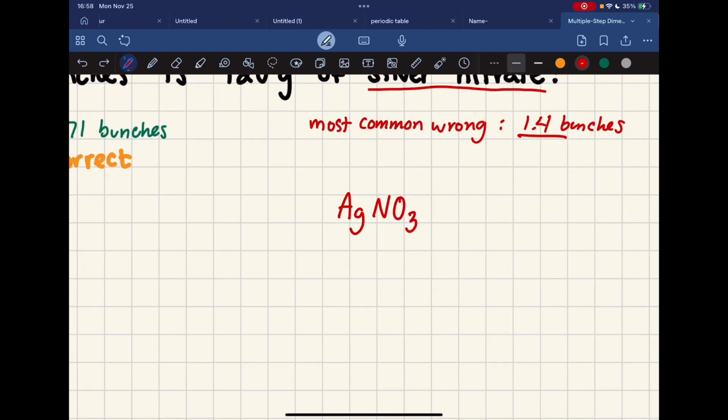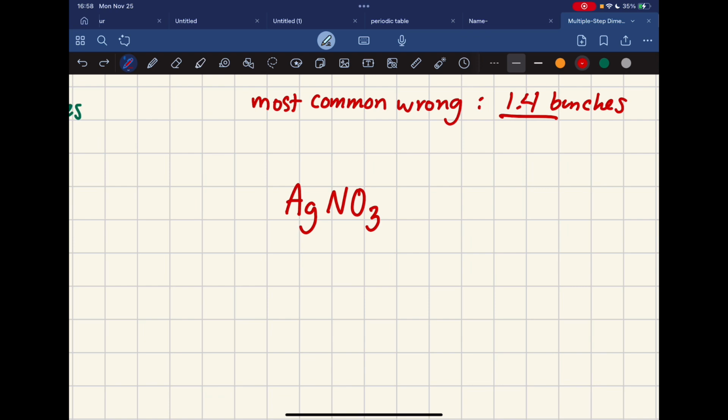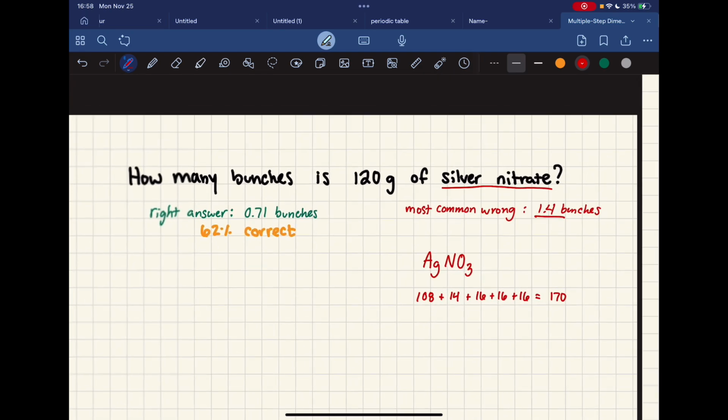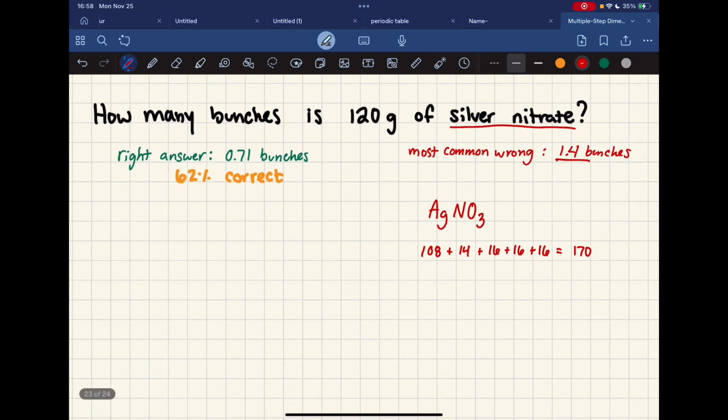Next, I will figure out the mass of one bunch, right? So Ag is 108, plus N is 14, plus 3 16s. And if I add those up, 108 plus 14 plus 16 plus 16 plus 16, I get 170. And the question is, how many bunches is 120 grams of silver nitrate? So I'm guessing what you guys did to get 1.4 is you did 170 divided by 120.